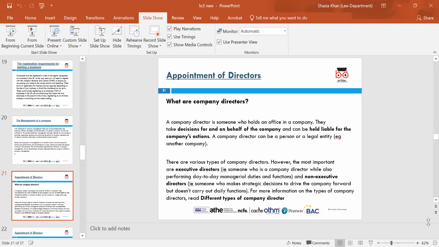There are various types of company directors. However, the most important are executive directors. That's someone who is a company director while also performing day-to-day managerial duties and functions. And a non-executive director is someone who makes strategic decisions to drive the company forward, but doesn't carry out the daily functions.